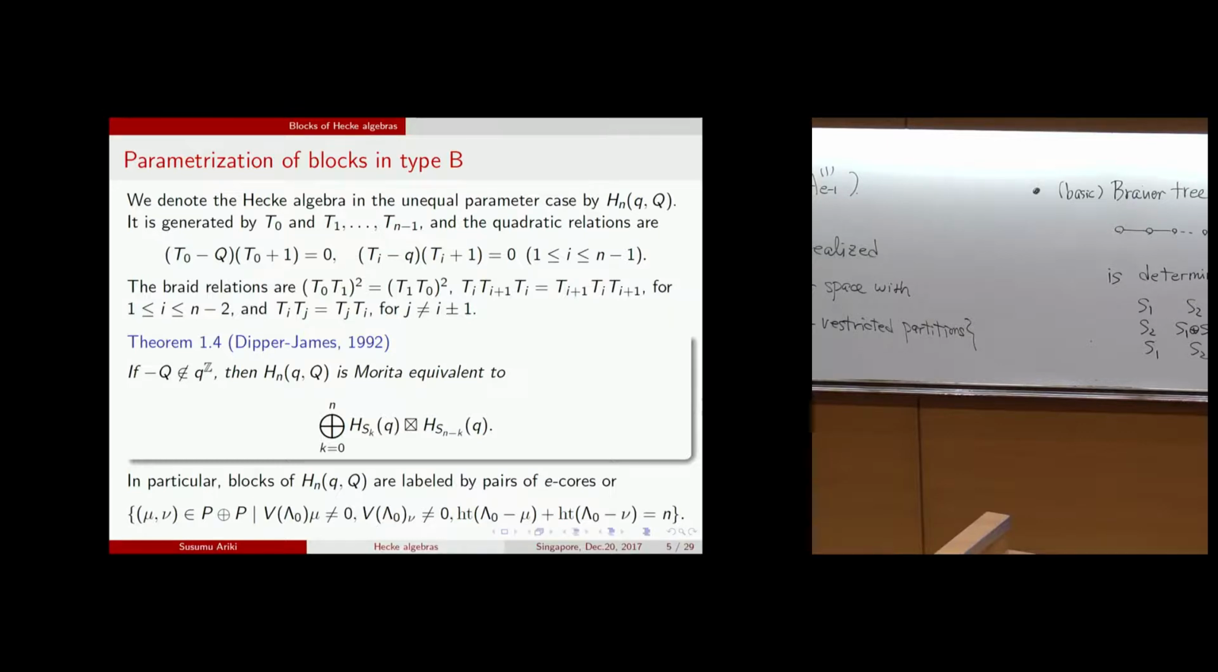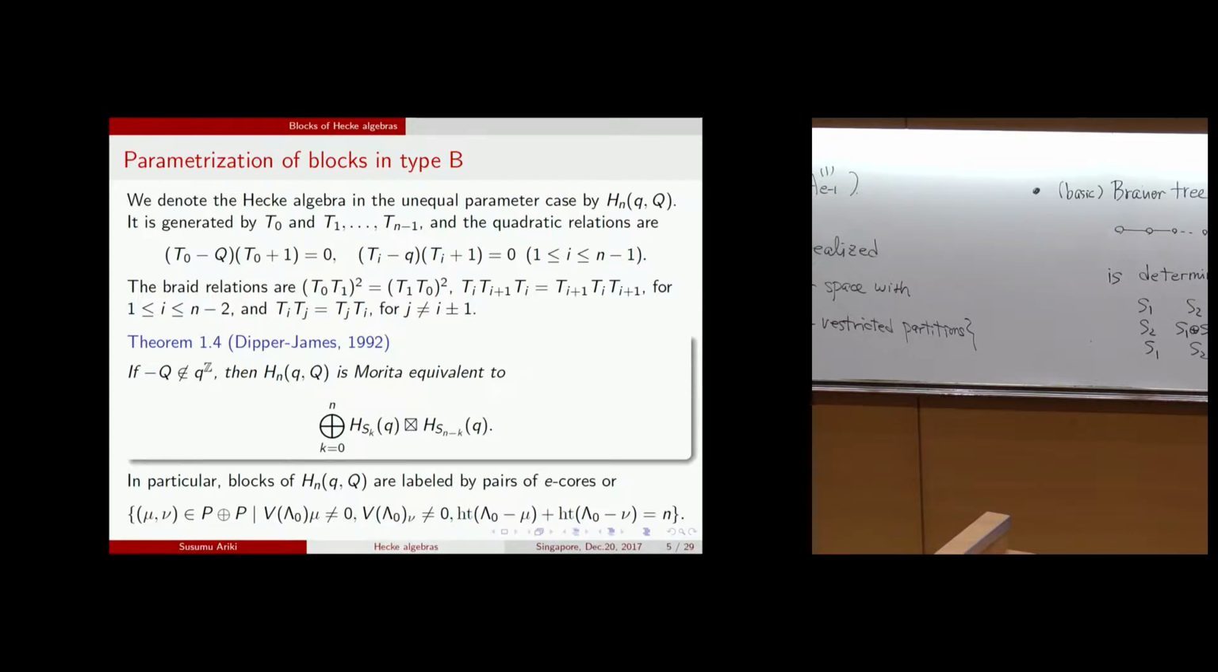And then a very old result by Dipper and James says that if minus capital Q is not a power of q, then this Hecke algebra is Morita equivalent to a direct sum of tensor products of two Hecke algebras, associated with the symmetric group on m characters and the symmetric group on n minus m characters. So blocks appear here, as tensor products of two blocks.